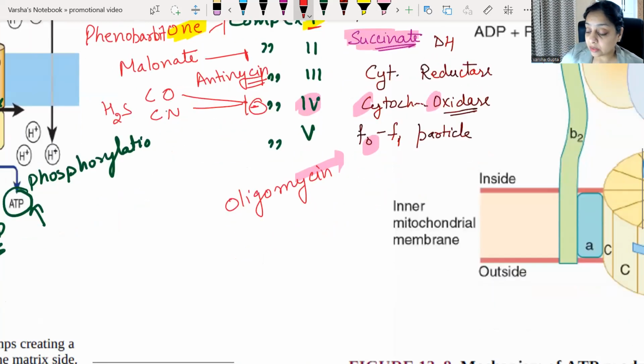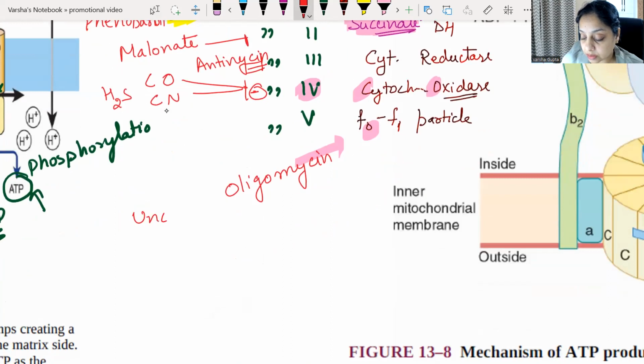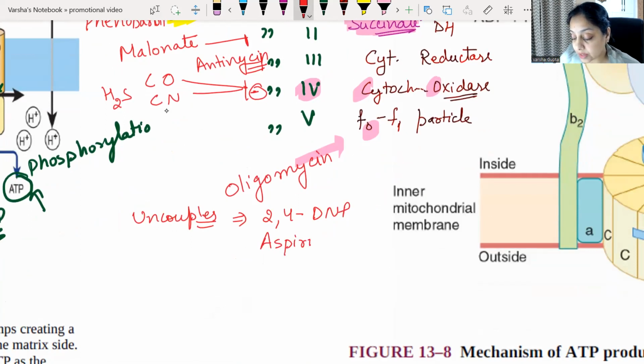And the next part they ask you is uncouplers. Uncouplers uncouple complex 4 and complex 5. The chemical uncoupler most commonly asked is 2,4-DNP, 2,4-dinitrophenol, and also aspirin. And now there are a few physiological uncouplers.